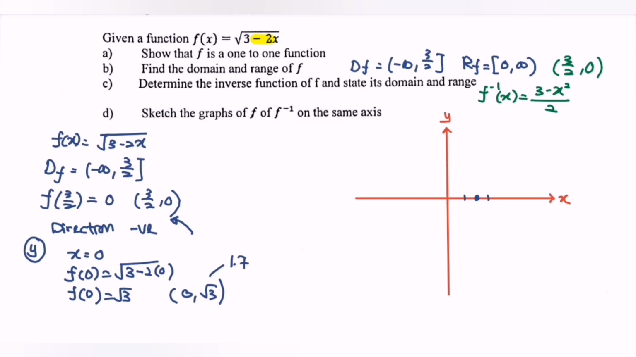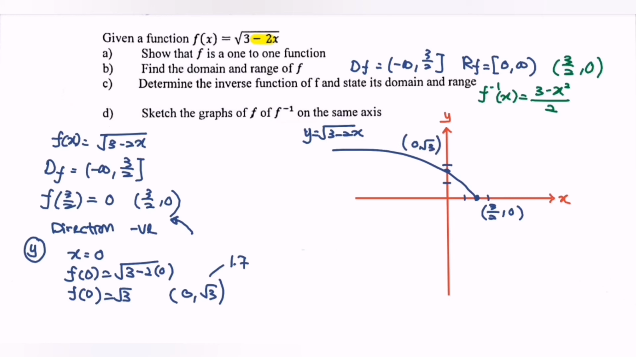Let's say here we have 1, here we have 2, and around here, the square root of 3. So the graph will be something like this: y equals the square root of 3 minus 2x. Here we have (3/2, 0) and here we have (0, square root of 3). So that is the function f.